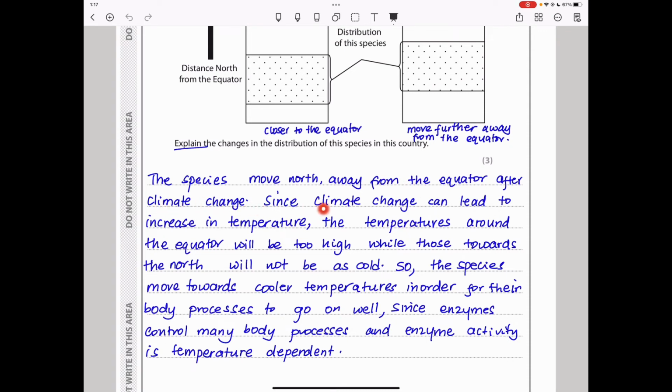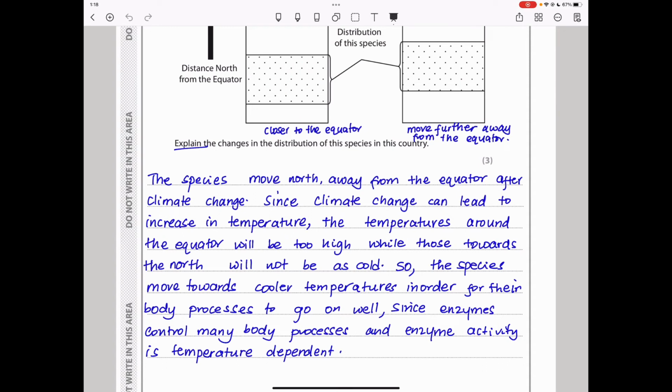I said, since climate change can lead to increase in temperature. You guys know climate change leads to increase in temperature, and the equator is where the tropics are. So the tropics will be getting hotter, or the temperature will be very high in comparison to the northern part. So the northern part, which was previously cooler or colder, is now going to get warmer. So these organisms, in order to survive, their body physiology works at a temperature that should be appropriate. If the temperature is really very hot closer to the equator, they have to move northwards where the temperature is more friendly or warmer and not that hot.